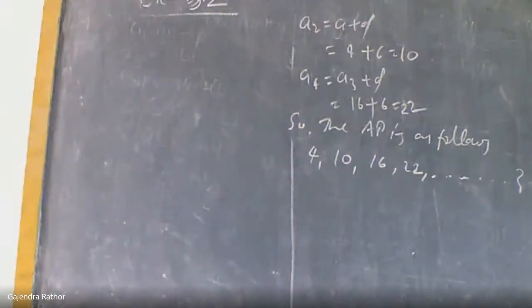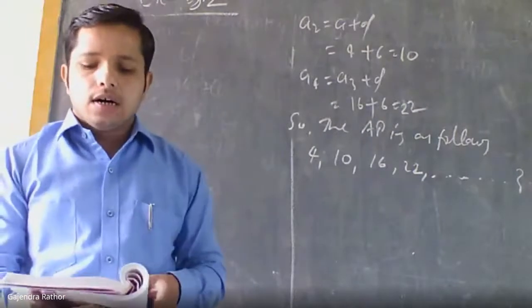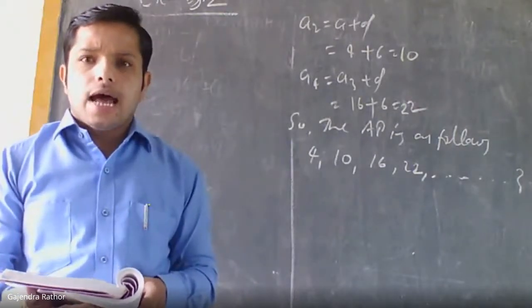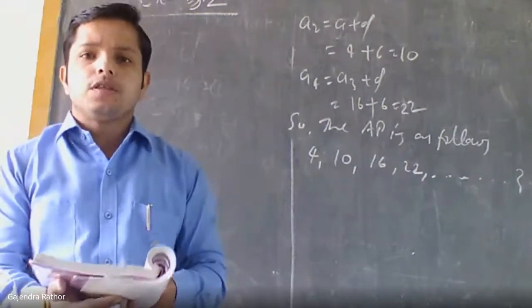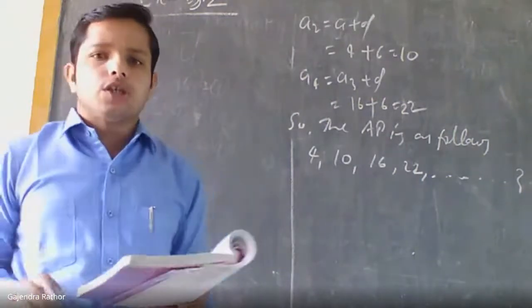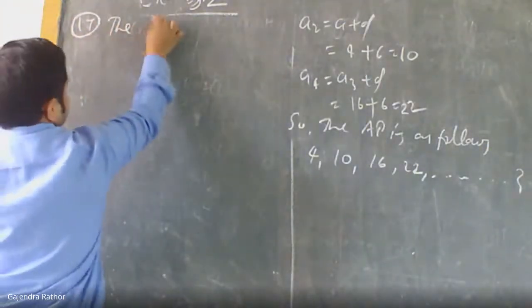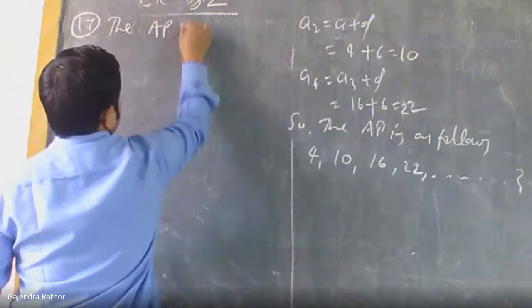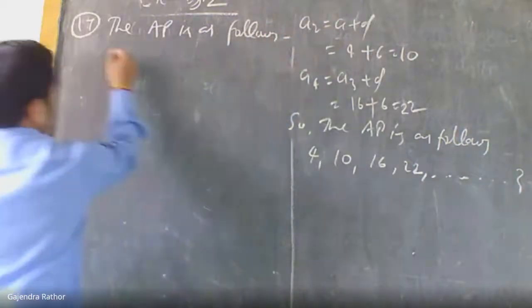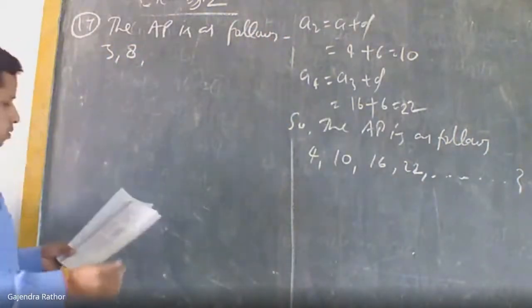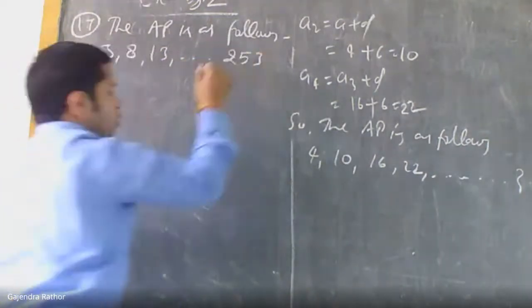Next question number 17. Find the 20th term from the last term of the AP 3, 8, 13, ..., 253. In this question, one AP is given. I am writing it as follows: 3, 8, 13, ..., 253.